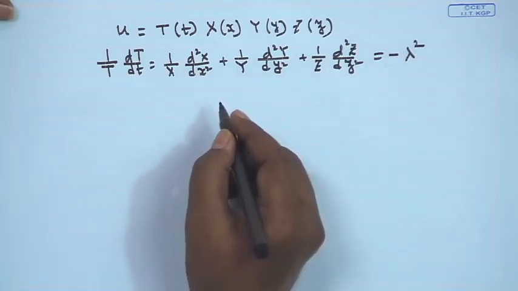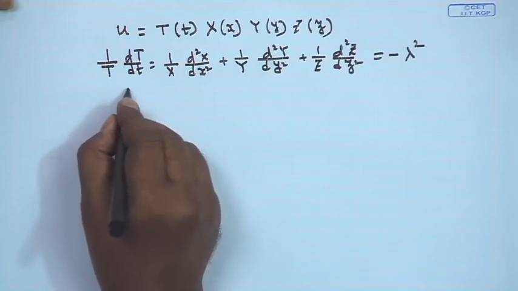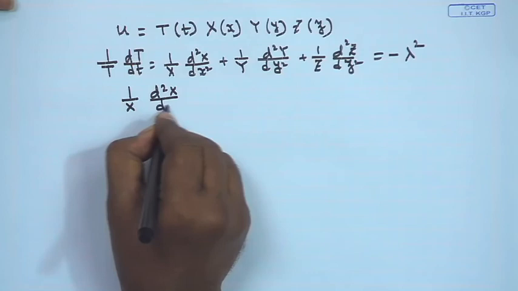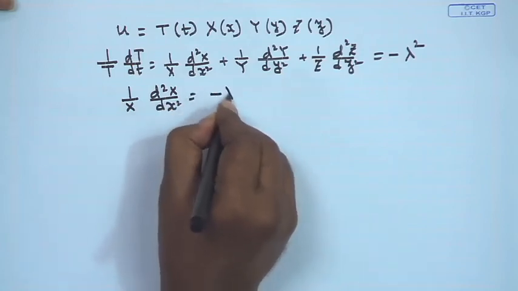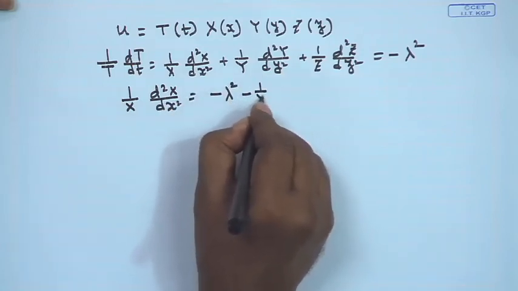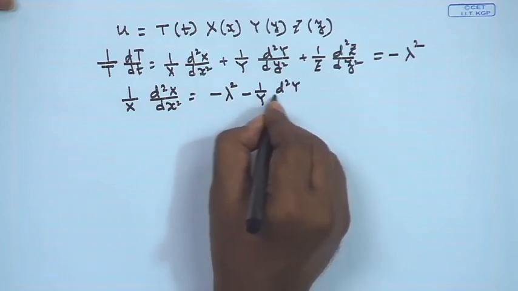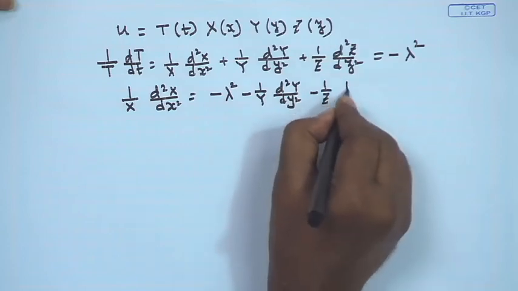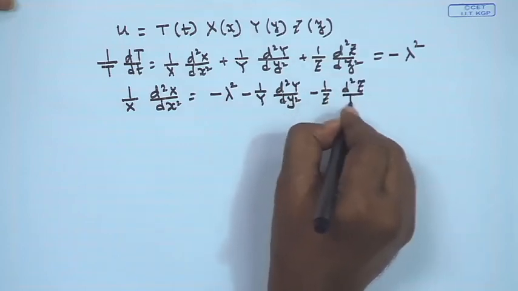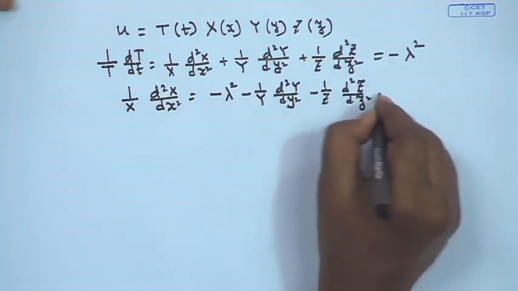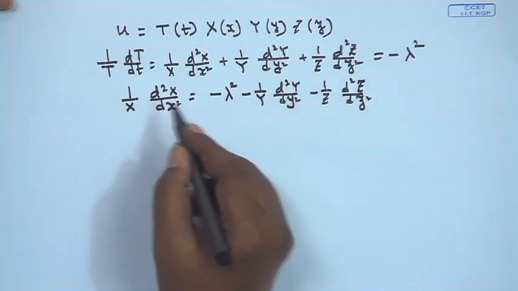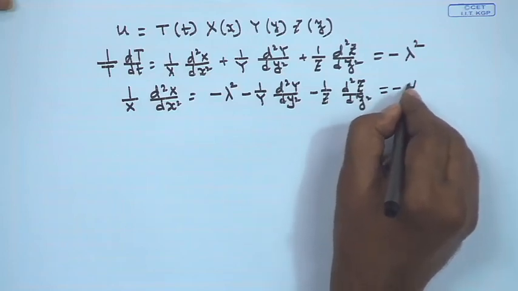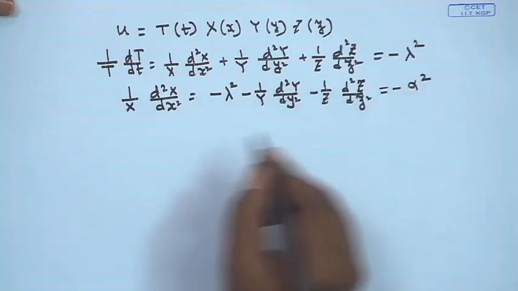Now, let us look into the spatially varying part. The spatially varying part will be 1 over X d square X dx square, which will be nothing but minus lambda square minus 1 over Y d square Y dy square minus 1 over Z d square Z dz square. The left hand side is entirely a function of x, and the right hand side is a function of y and z. They will be equal to some constant. This constant will be minus alpha square.